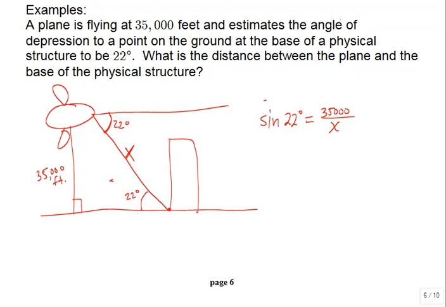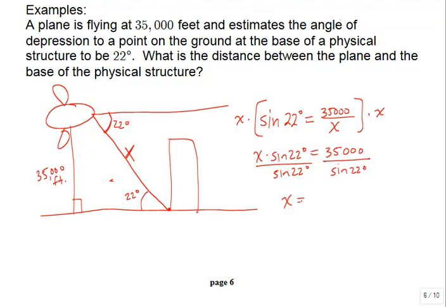Now, in order to solve this, first thing I would do is get rid of that fraction by multiplying x on both sides. 22 degrees is not one of our nice angles, so we are going to have to use our calculator for this. I'm going to wait and figure that out until the very last moment. So I'm going to try to solve this completely for x first and then pull out the calculator. So if I wanted to solve this for x, I would want to divide both sides by that sine of 22 degrees. So the exact value of x will be 35,000 divided by sine of 22.